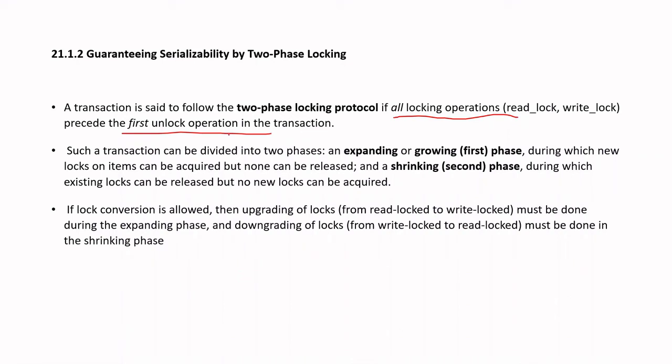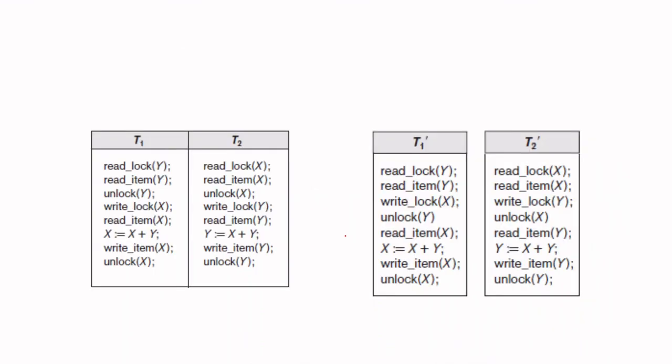And so if you look at any schedule, or even any transaction, it is divided into two phases. The phase in which all the locking happens is called the expanding or the growing phase. That is when all the locking happens, but no unlocking happens. Similarly, the shrinking phase is the second phase during which all the unlocking happens, and in that time, no locking happens. And if any lock conversion is allowed, then upgrading of locks must be done during the expanding phase, and downgrading of locks must happen only during the shrinking phase. That is the rule for two-phase locking.